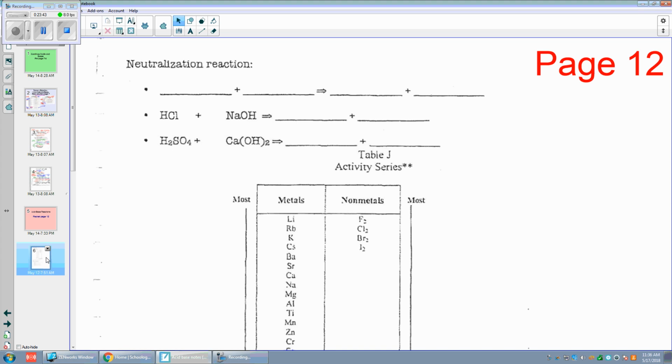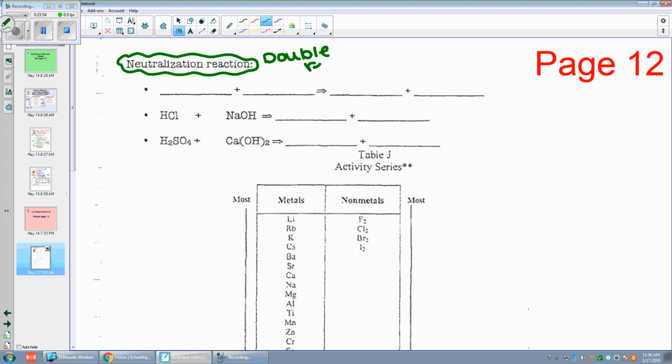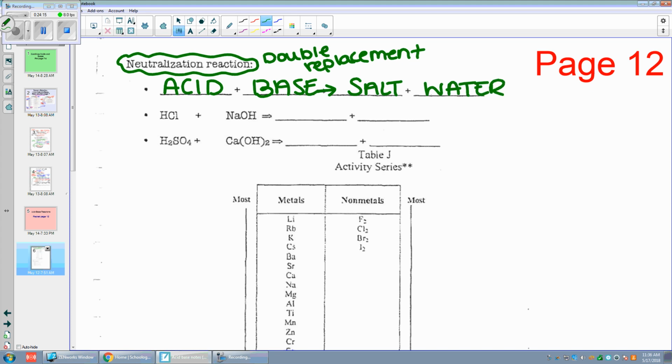And on our page 12, the first thing we're going to write is our neutralization reaction. Neutralization. This is a double replacement. And it's what I said about 5 times. Acid plus base, arrow, salt and water. That is always, always, always true. Always the answer. Acid plus base gives me a salt and water.